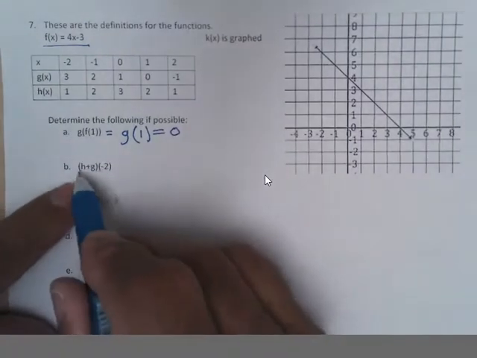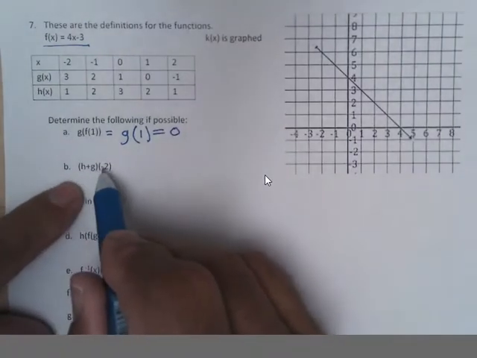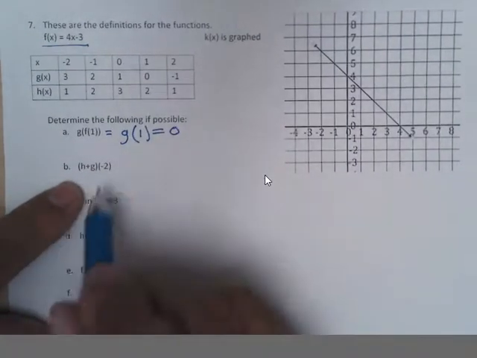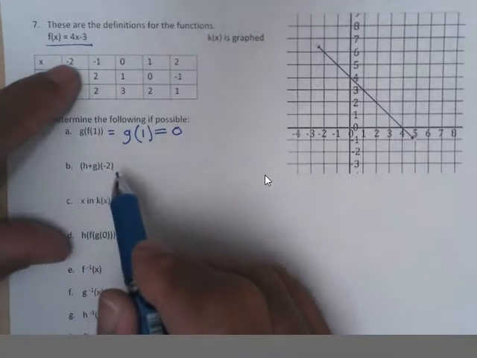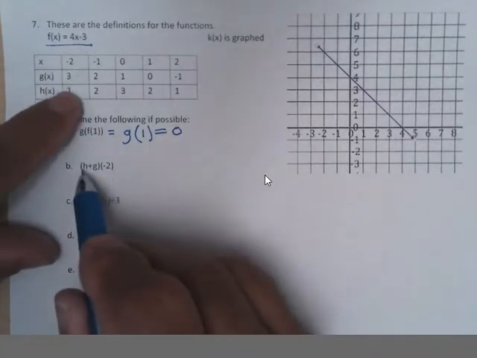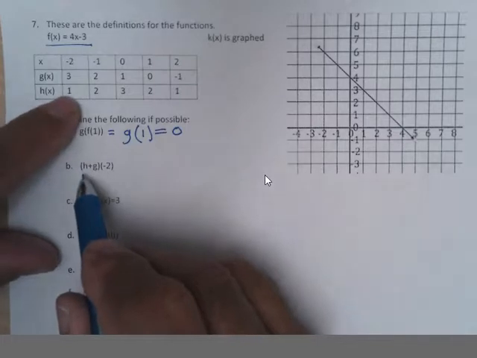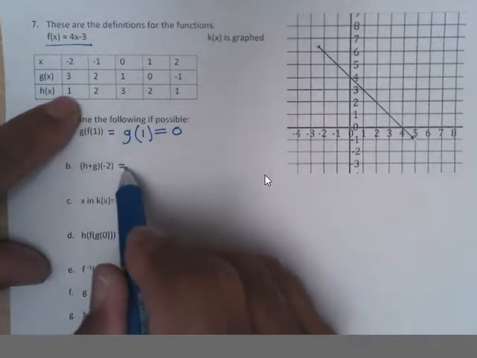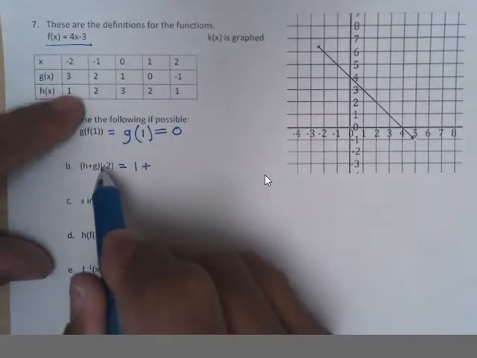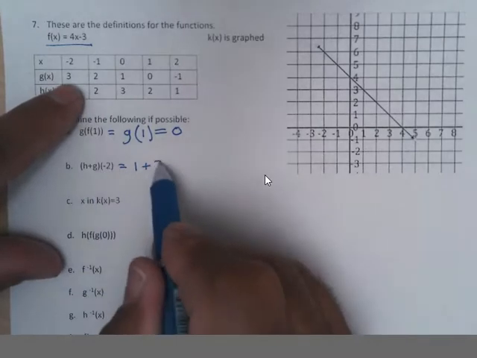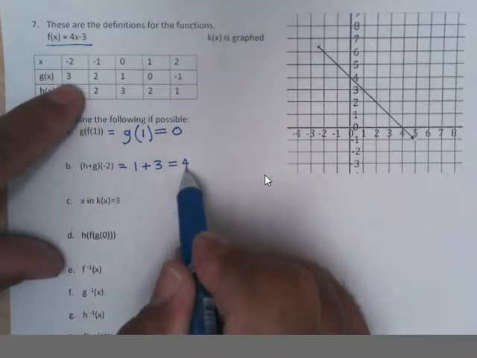This says in f and g, put minus 2 and then add your answers. So minus 2 into h, I think I said f, h and g. Minus 2 into h is 1. Minus 2 into g is 3, and so I get 4.